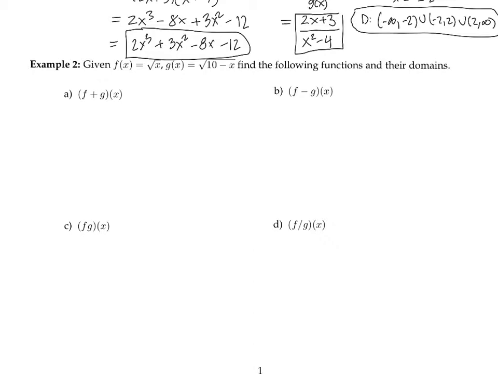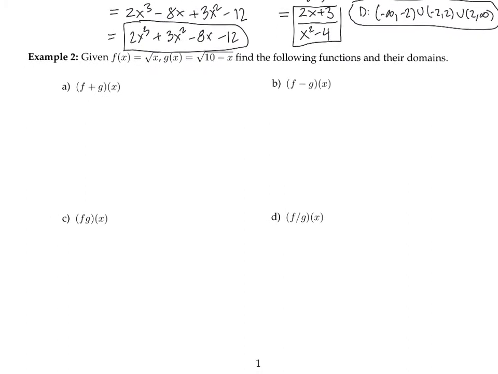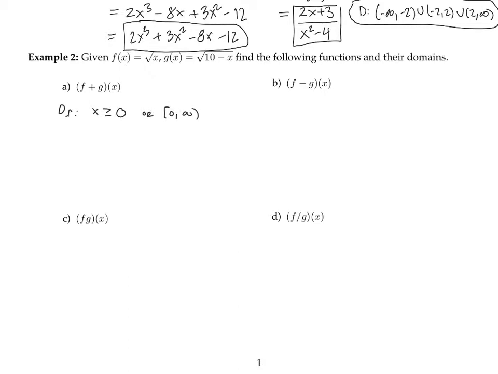So for part A, let's just write the domains right there. For this one, what would the domain of f be? All positives. So x is bigger than or equal to 0. Does that make sense? Or you could think about that as a closed bracket at 0 going up to infinity, right? The kicker is you can square root 0, and all positives.